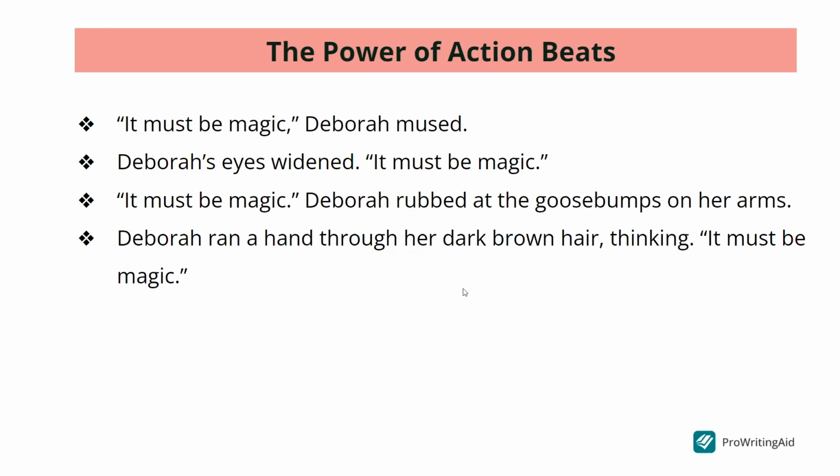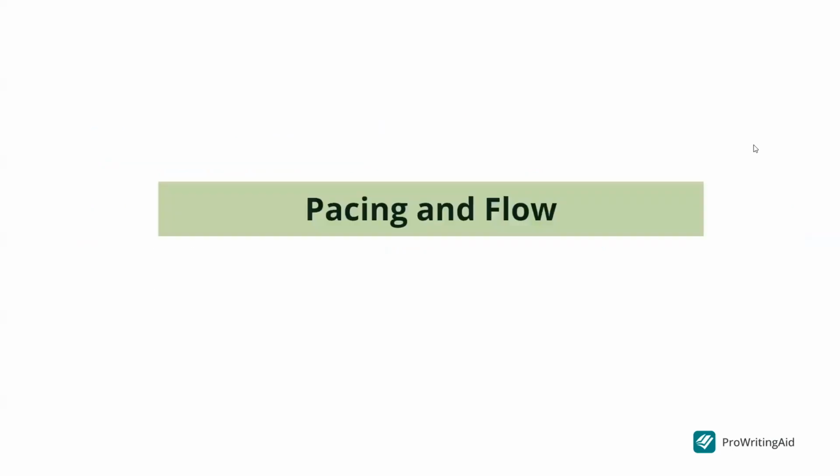So now we've taken away needing to say the air was cold and damp and telling it, and we show it. "Deborah ran a hand through her dark brown hair, thinking, it must be magic." All right, so now we have that she has dark brown hair, we know a little bit more about Deborah and what some of her tics are, running a hand through her hair while she thinks.